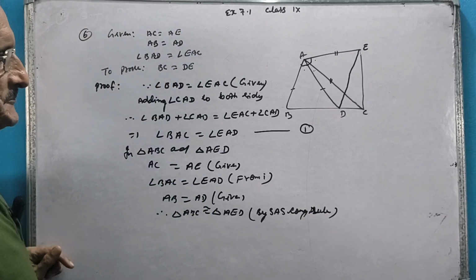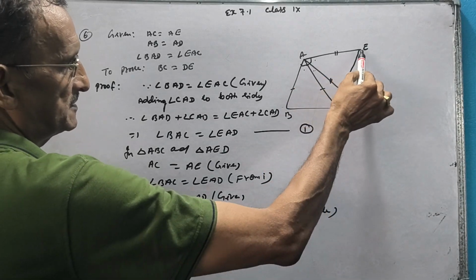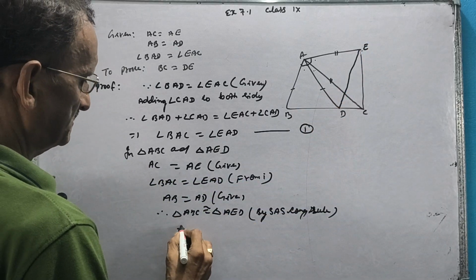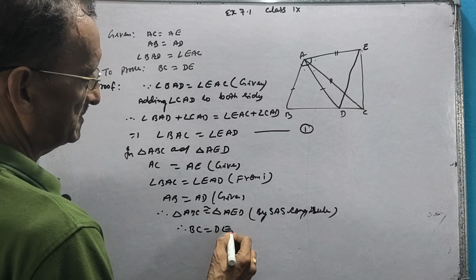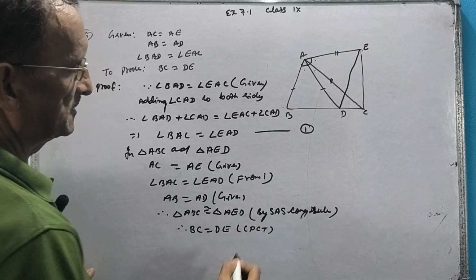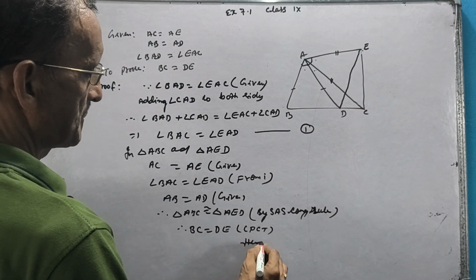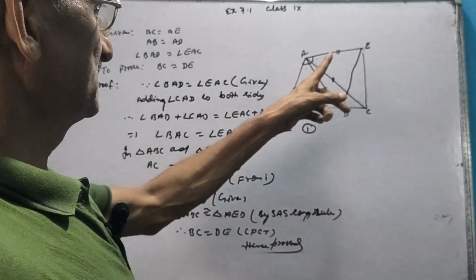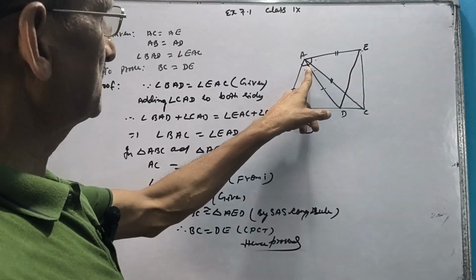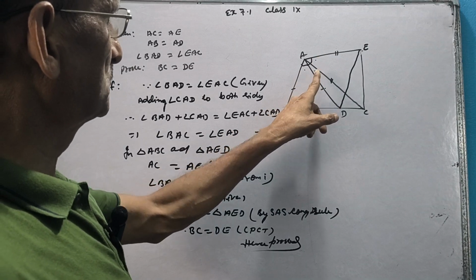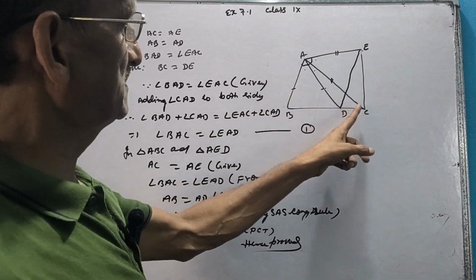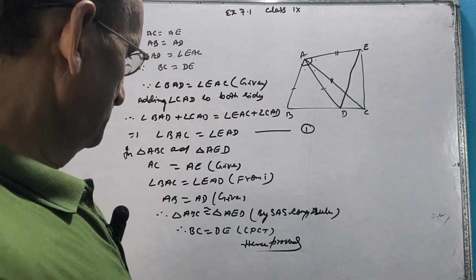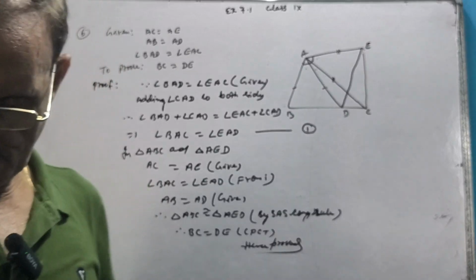Not difficult. If triangle ABC is congruent to triangle AED, then corresponding sides BC and DE will be equal. So BC equals DE, by corresponding parts of congruent triangles. Understood? This equals this is given, and this angle equals this angle. We only have to add this angle to both sides to get angle BAC equal to angle EAD, then only can we prove triangle ABC congruent to triangle AED. So it's not difficult. I hope you have understood.